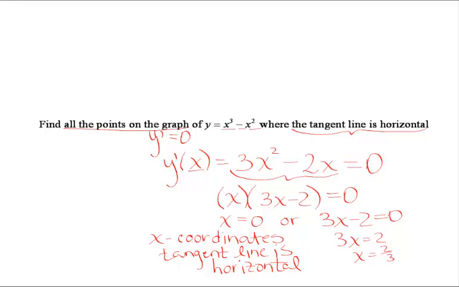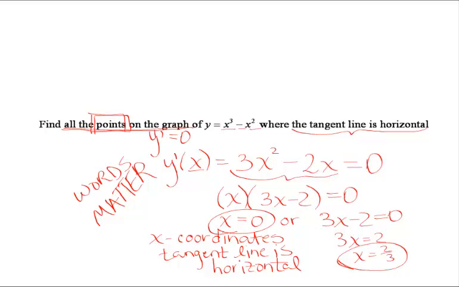Is that what this question asks for? Find all the x coordinates on the graph of y where the tangent line is horizontal. No. It asks for the points. This is where the words matter. If this was a multiple choice question, it really wouldn't be an issue because all of the answers are going to be points. But if this is a free response question, I have many students that would stop right there and say, there's my answer. We have a horizontal tangent line when x is 0 and x is 2/3. That's not answering the question.